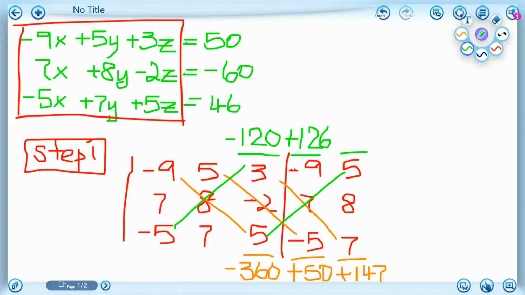I'm going to go ahead and work that one out. I'm going to get positive 175. And once I get that, I'm going to go ahead and add those bottom and the top. So I'm going to get negative 163 on the bottom, and on the top I am going to get 181, I believe.